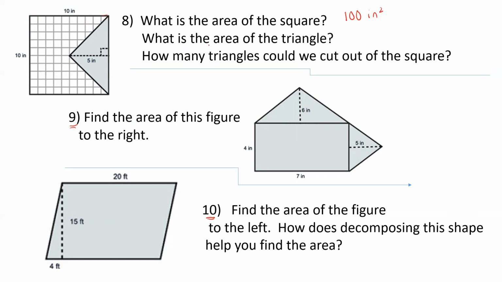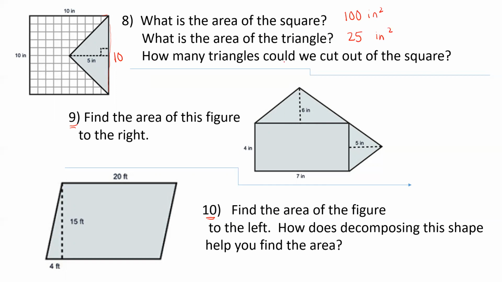Then the question is, what is the area of the triangle? So the base is obviously 10. We know the side length of each square is 10. And the height is 5. So 10 times 5 is 50, but since it's a triangle, we would half 50. So the area of one triangle is 25 inches squared.